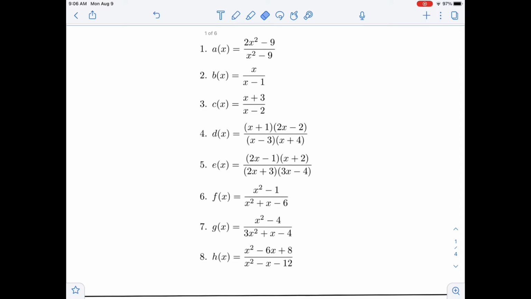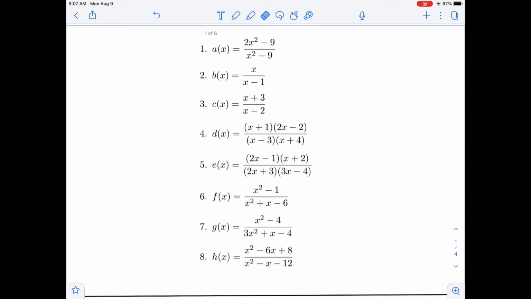Today I'm going to look at something different. I'm going to look at finding the x and y intercepts of a rational function, and then next week I will sort of wrap it up and we'll see how we go about graphing a rational function.